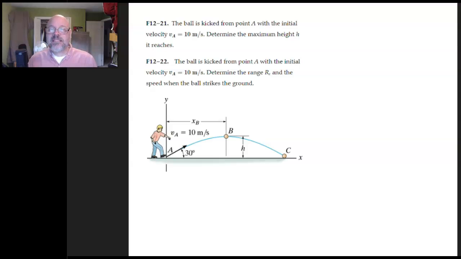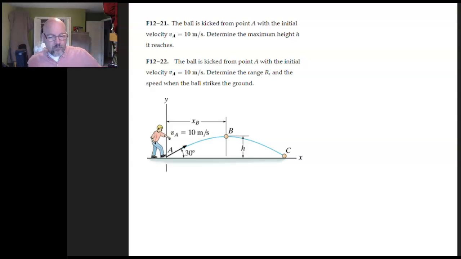Okay, here's our first projectile situation. These questions I just lumped together because they use the same scenario. Basically, in both of these questions, we want to know how high does it go? How far does it go? How much time is it in the air? What's its time of flight? How fast is it going when it hits the ground, et cetera.